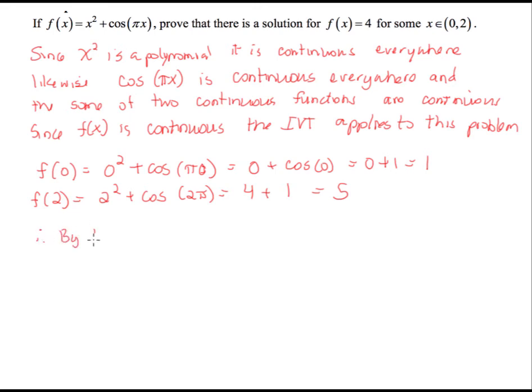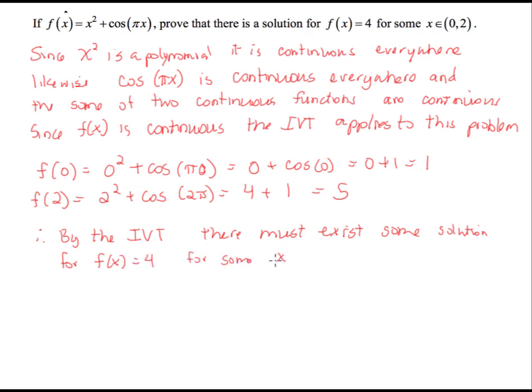So we can say, therefore, by the intermediate value theorem, there must exist some value for x. There must be some solution for f of x equals 4 on our interval from 0 to 2, since 4 is between 1 and 5 and f of x is a continuous function.